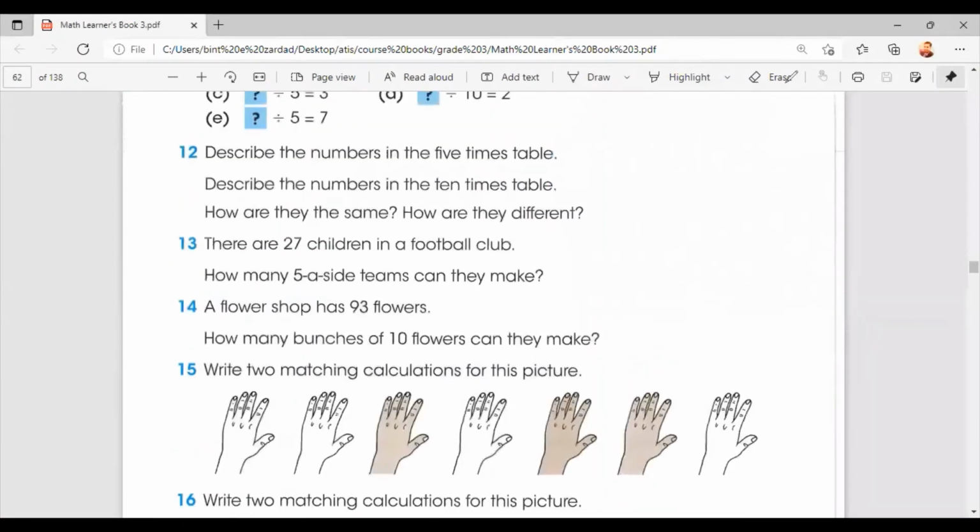Questions 12, 13, 14. Describe the numbers in the 5 times table. Describe the numbers in the 10 times table. How they are different and how they are similar, or you can say the same. So you can see here.